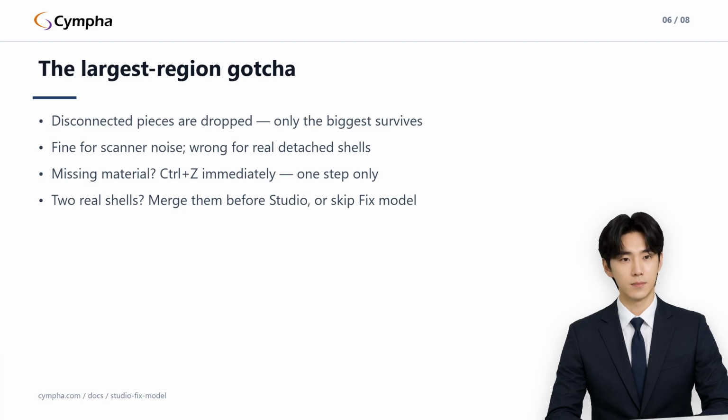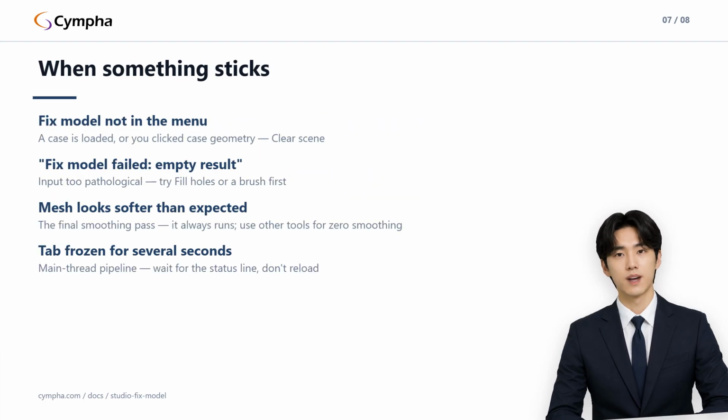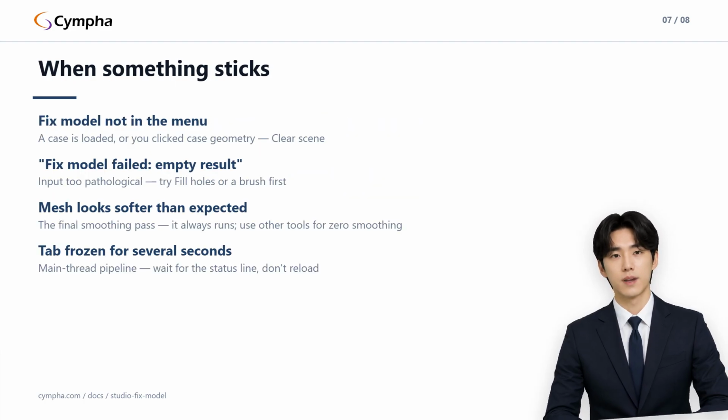The usual sticking points. Fix Model isn't in the right-click menu: most likely a case is loaded, so clear the scene, or you right-clicked a mesh that carries case metadata, like a tooth from a plan. Right-click a user-added mesh instead. The status line says Fix Model failed, empty result: the pipeline ran but produced no triangles, which usually means the input was too pathological for the cleanup passes. Re-import the original and go after the problem area with fill holes or smart cleanup first.